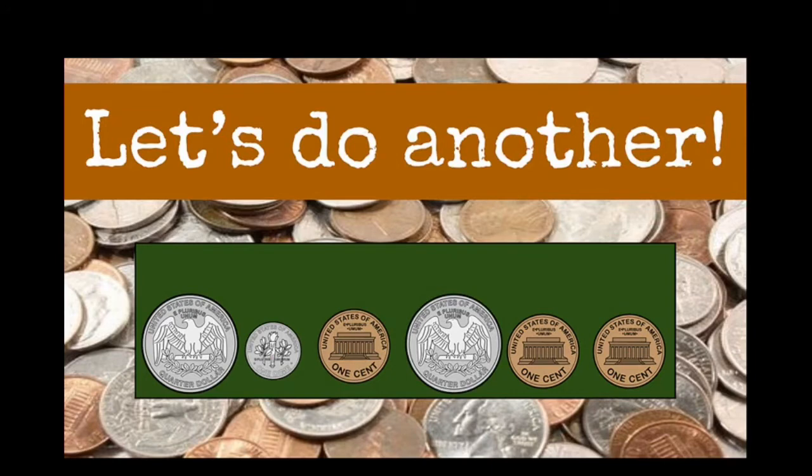So look at this one. Let's do this one together. We have a quarter, dime, penny, quarter, penny, penny. If you were going to put this in order, which coin would you put first? You're right, we would put the quarter. Why would we put the quarter? Yes, it has the greatest value.